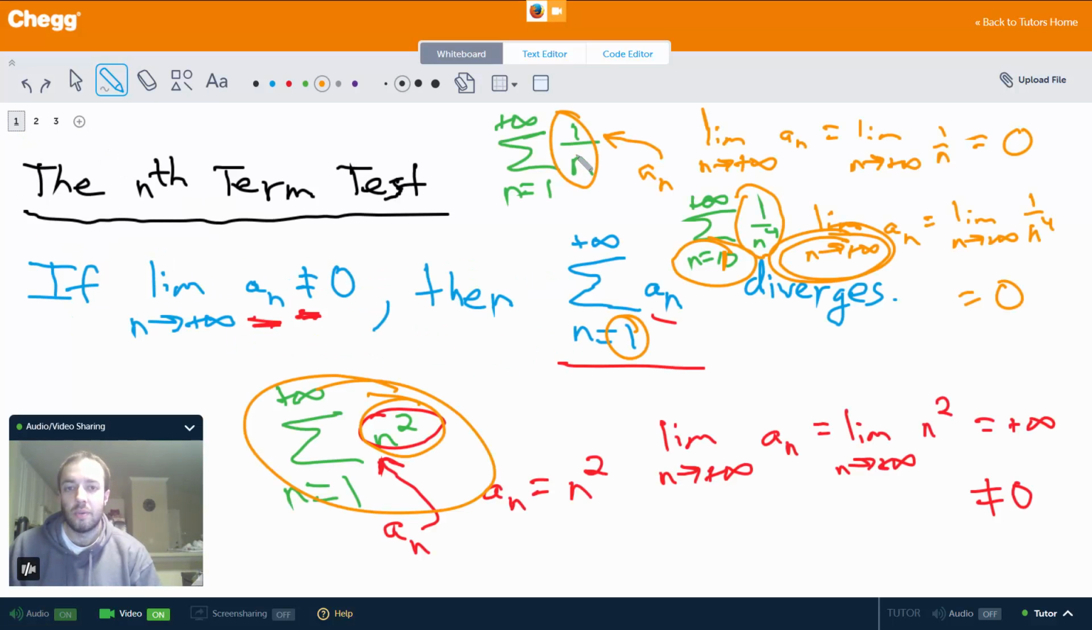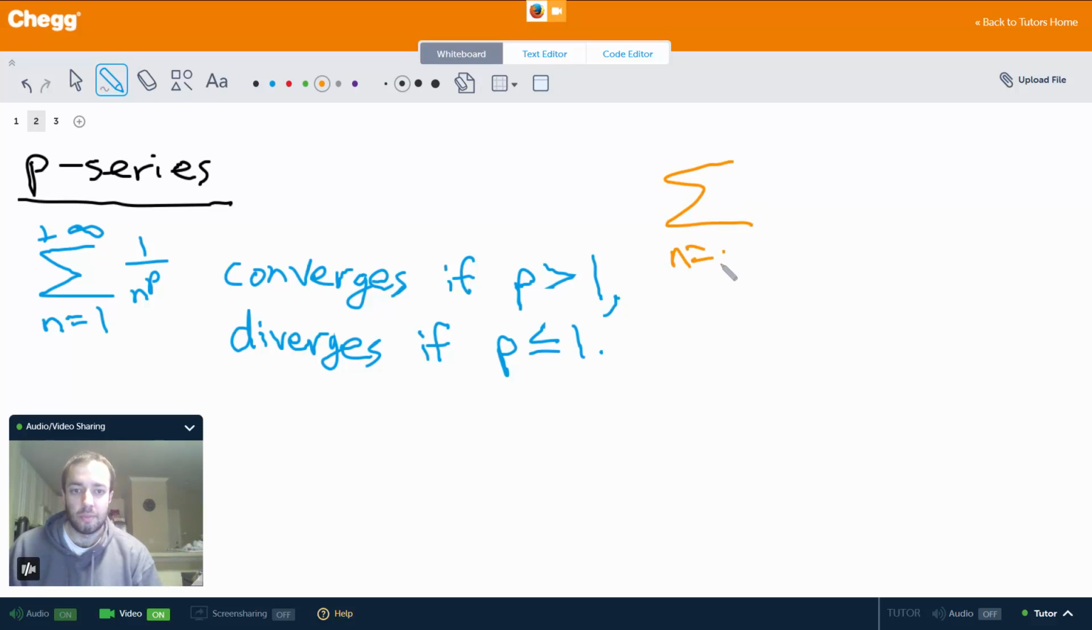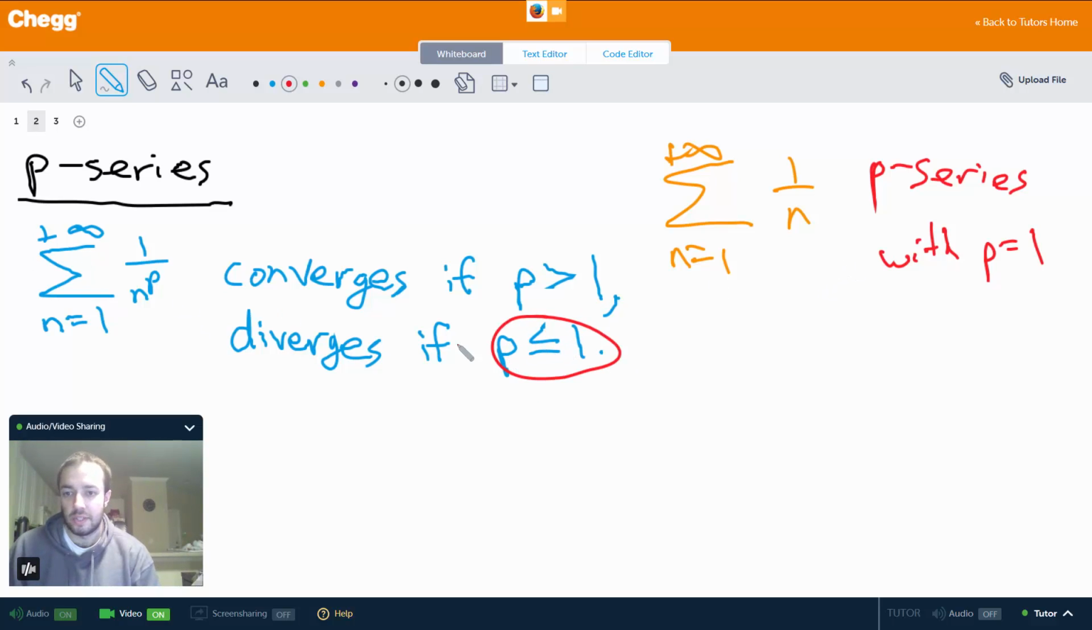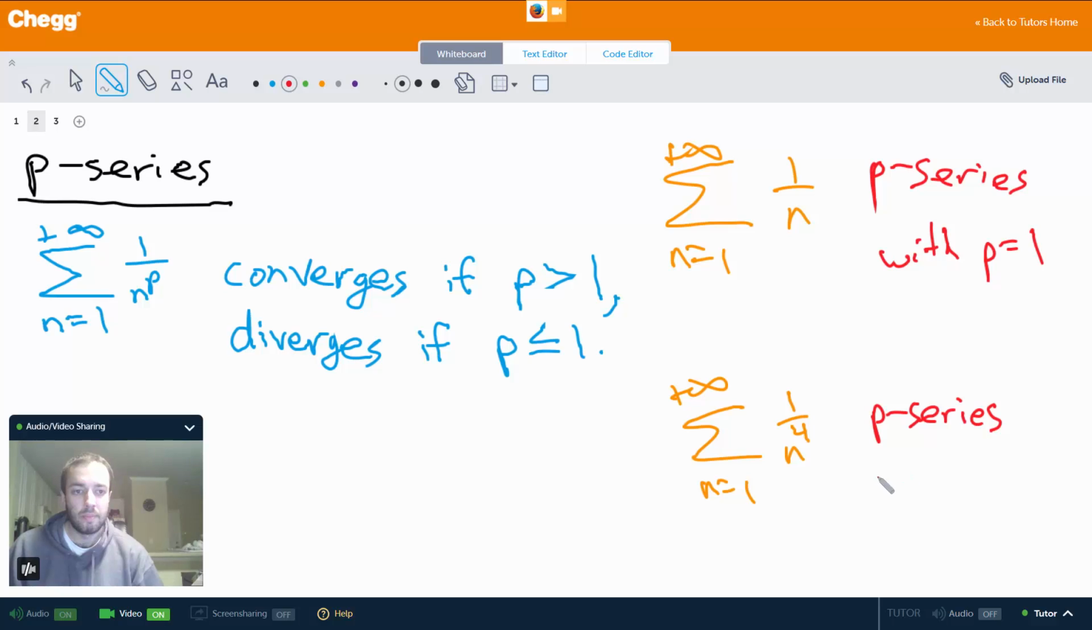And if we look back at page 1 here, we see that these are both special types of p-series. So let's go ahead and rewrite those. The sum from n equals 1 to positive infinity of 1 over n is a p-series with p equals 1. We see here that if p is less than or equal to 1, then the series diverges. So if p is 1, the series is going to diverge. And the other one that we had was the sum from n equals 1 to positive infinity of 1 over n to the fourth. This is also a p-series with p equals 4. And notice that 4 is greater than 1, so this series converges.